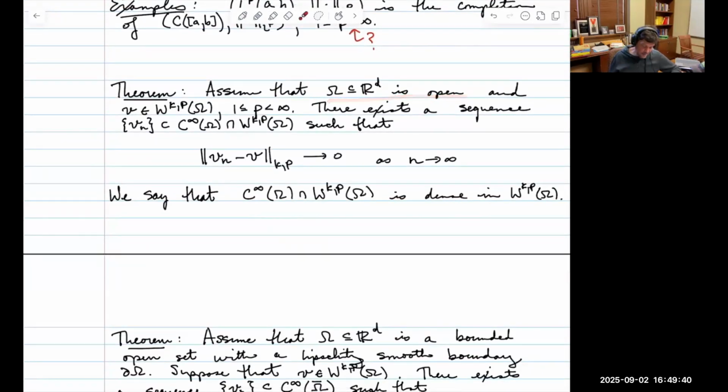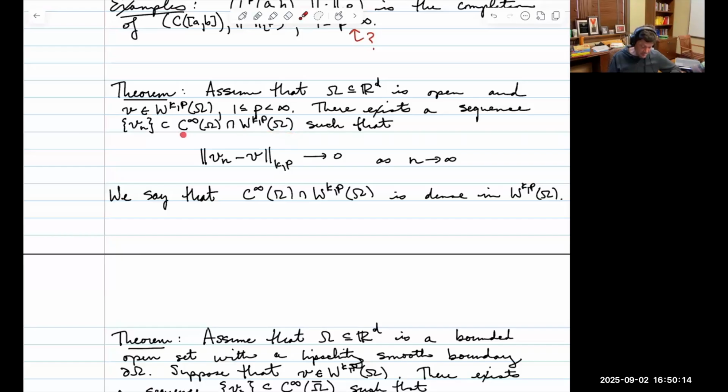So assume that omega is an open set and V is some function from WKP. Again, these are facts that we'll need, but we're not going to go through the proofs of these. We're just jotting them down so that we have them in our pocket for later use as students of numerical analysis. Suppose that V is a WKP function. Then there exists a sequence Vn of C infinity functions that are also WKP.